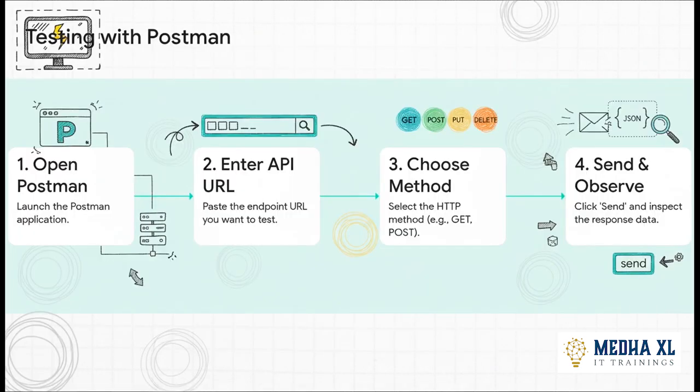And using it could not be easier. You just open Postman, you paste in your new API's URL, you pick the method you want to test, like GET to fetch our students, and you hit send. And right there, you'll see the clean JSON data that your API returned. It's the perfect way to make sure everything is running smoothly.